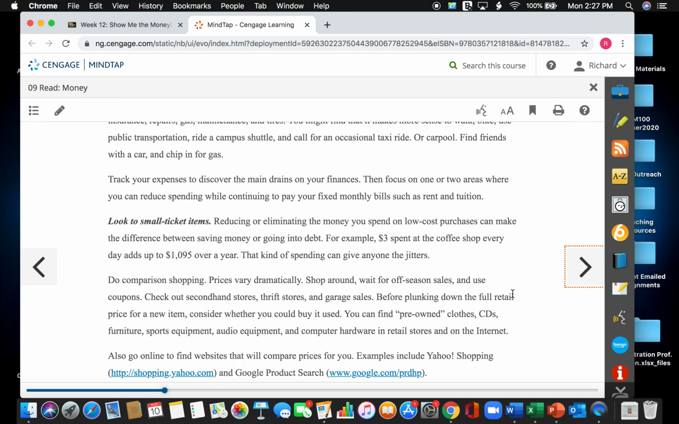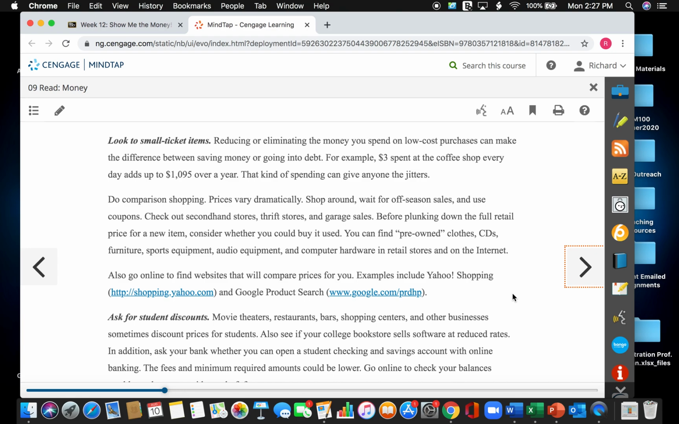So look at small ticket items. Reducing or eliminating the money you spend on low cost purchases can make the difference between saving money or going into debt. For example, $3 spent at the coffee shop every day adds up to $1,095 a year. That kind of spending can give anyone the jitters. Do comparison shopping. Prices vary dramatically. Shop around. Wait for off-season sales and use coupons. Check out secondhand stores like thrift stores or garage sales. Before plunking down the full retail price for a new item, consider whether you could buy it used. You can find pre-owned clothes, CDs, furniture, sports equipment, audio equipment, and computer hardware in resale stores and on the internet.